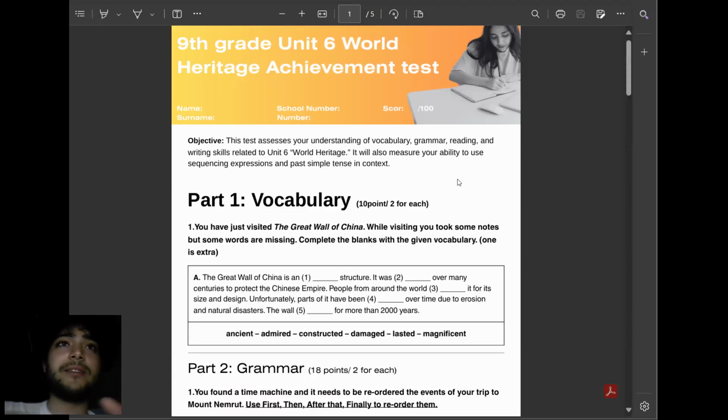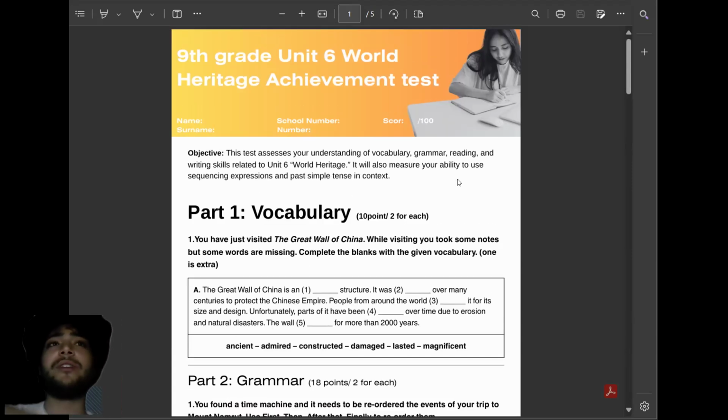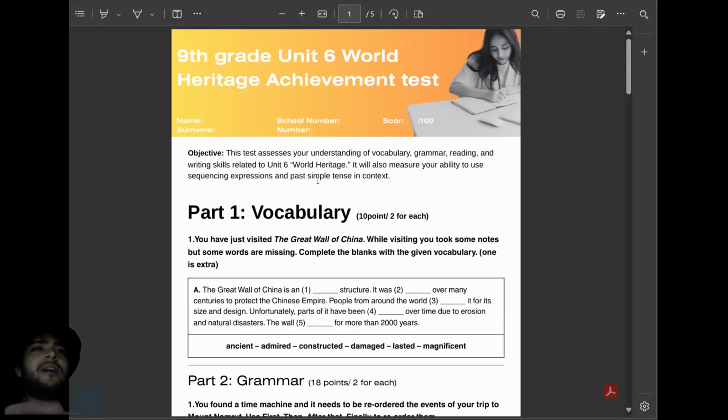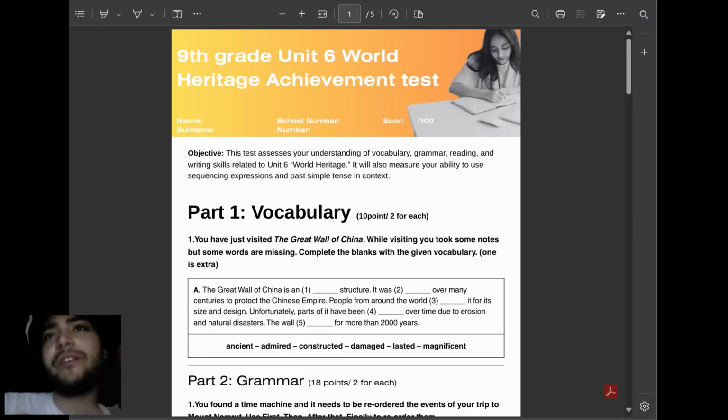Also, I tried to give it some context. Our unit is about World Heritage, so I put in context about all these things to lower their anxiety. Because when they saw the exam, they said, "Wow, it's not like a normal yazılı. It's something different. It looks nice." And because of this section, they said, "Wow, it's like a college exam. It's not like our regular exams." That's why the test took their attention.